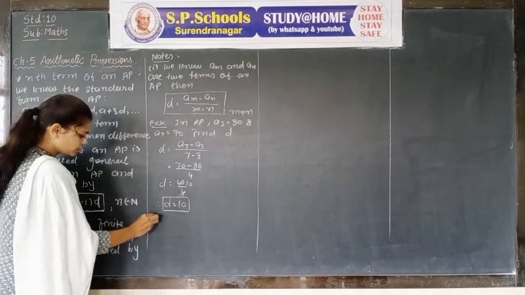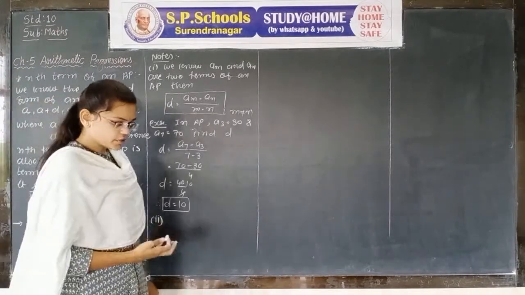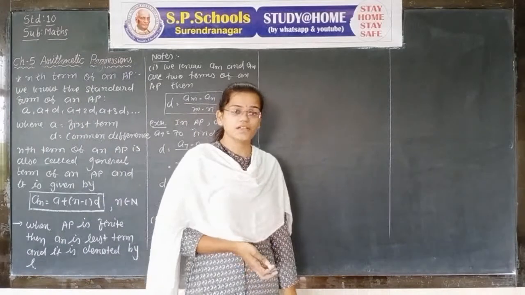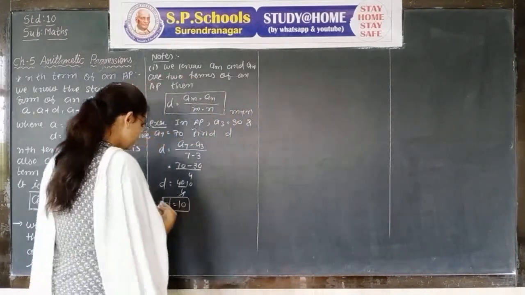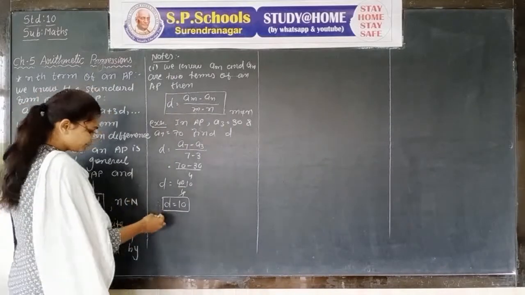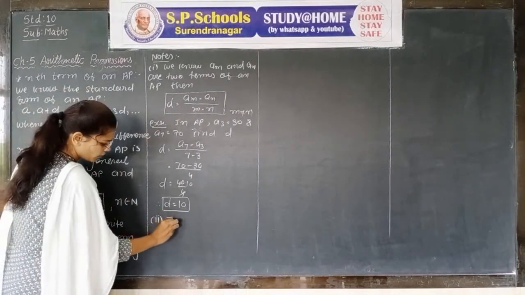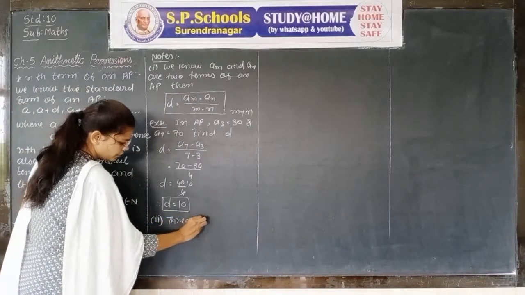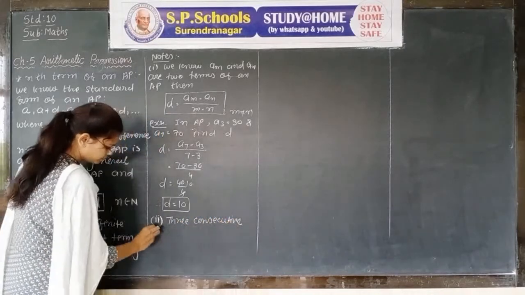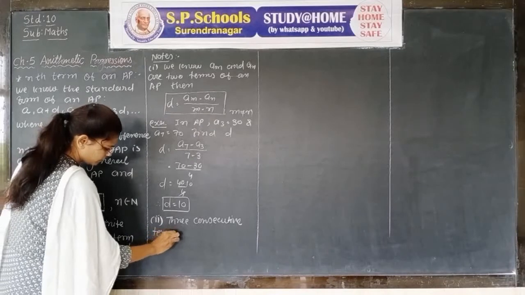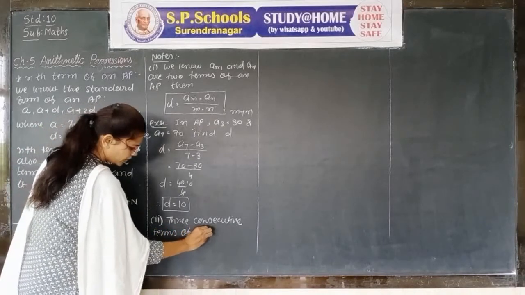Now the next. In some sums, we need to find 3 consecutive terms, 4 consecutive terms, 5 consecutive terms. So keep in mind how to take the 3 consecutive terms of an AP.